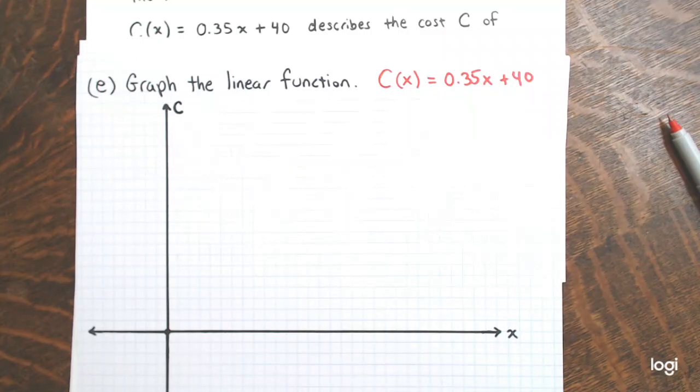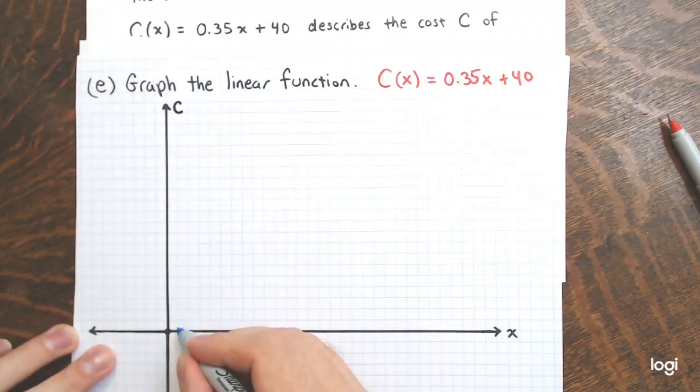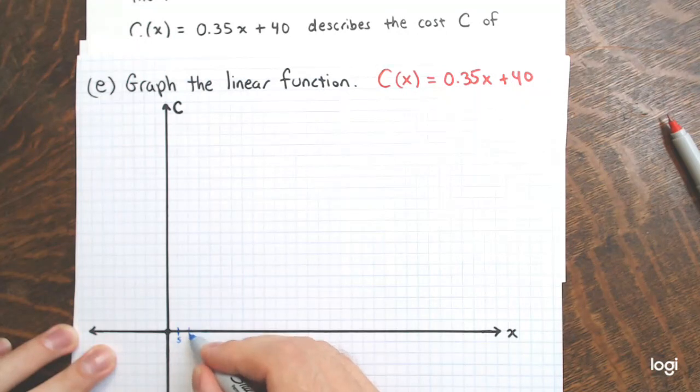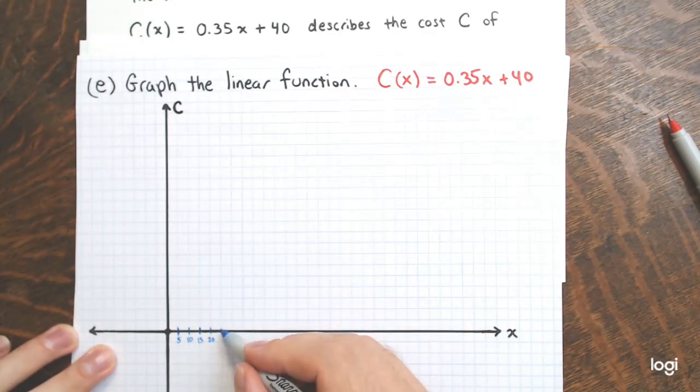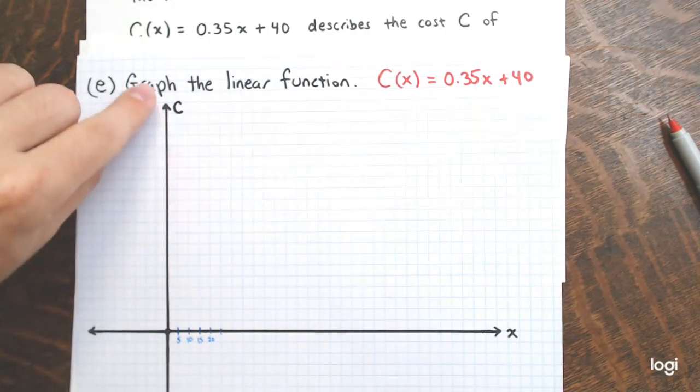So let me plot some of those. Now, the way I'm going to set this up, I am going to have every value on every square on the x-axis represent 5 units instead of 1 unit, right? So like this is 5 miles driven, this is 10 miles driven, and 15, 20, and so on, okay? And same thing for the vertical axis.